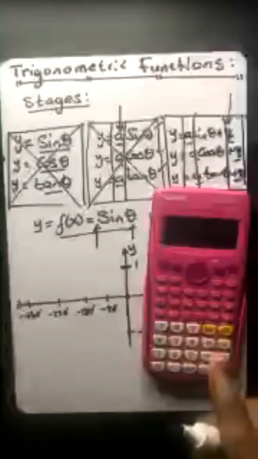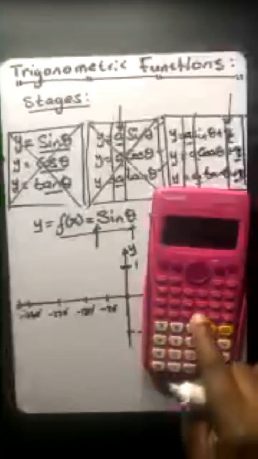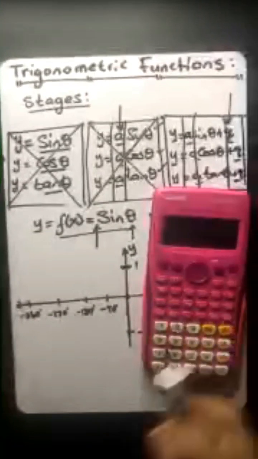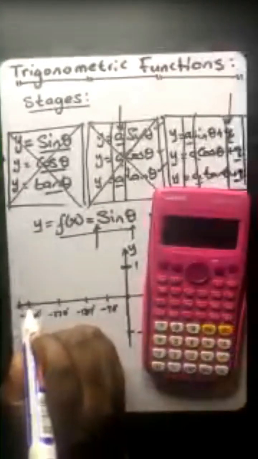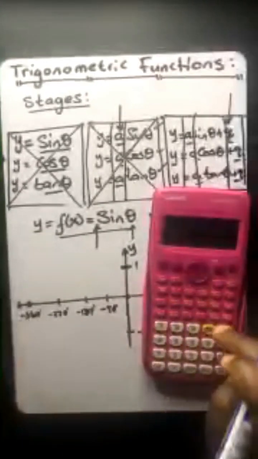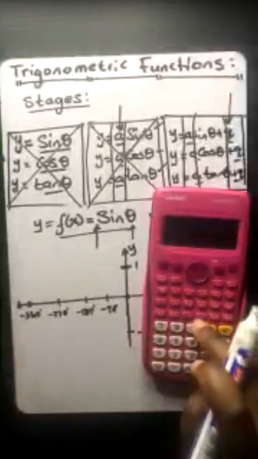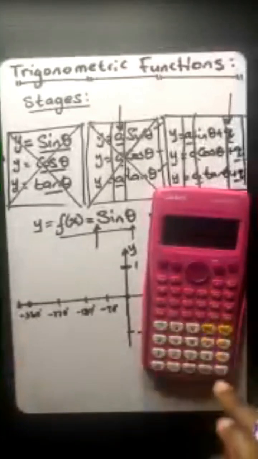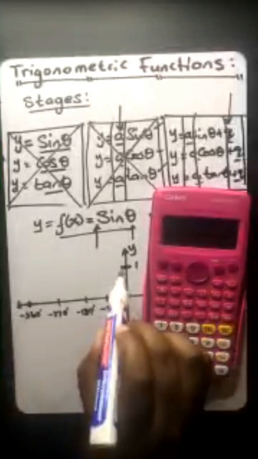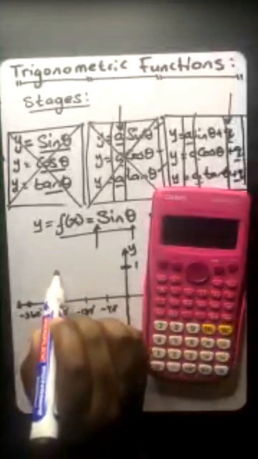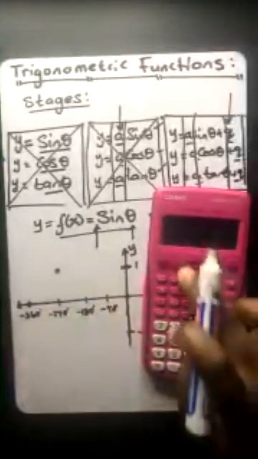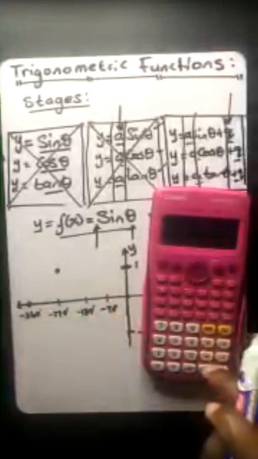Sine, what is the angle? Negative 360. Can you see it gives you 0? Then you put a dot where it's 0. Then you go and edit that angle. Let's say it's now negative 270. What do you get? You get 1, which is positive 1. So that's why I'm going to put a 1 there. Let's go back. Edit that part.